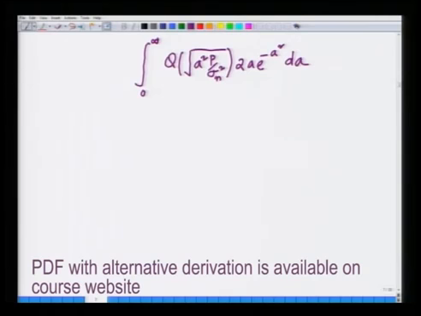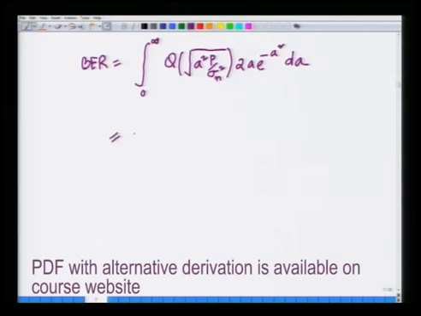Remember, this is the average bit error rate. This is the bit error rate of a wireless communication system. Now, remember the Q function is nothing but the CDF of the standard Gaussian random variable. So, I am going to write the expression for that.